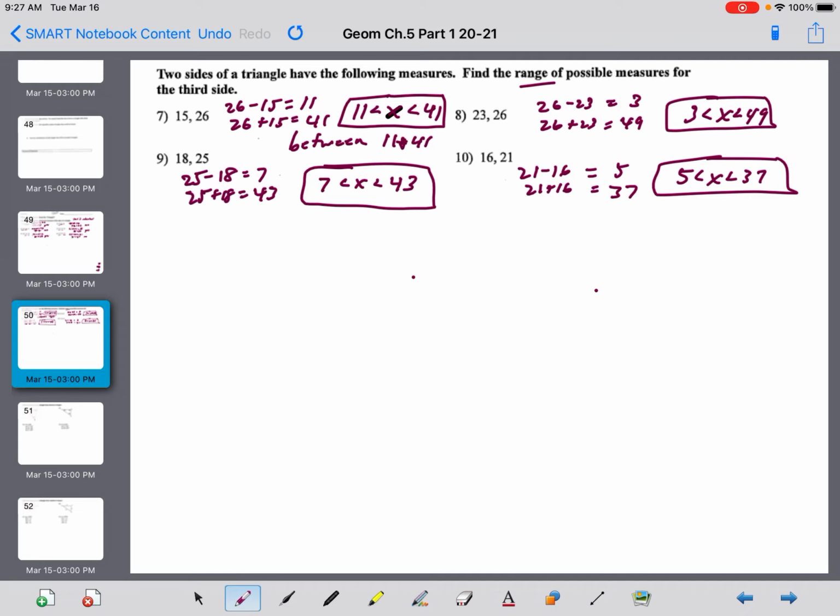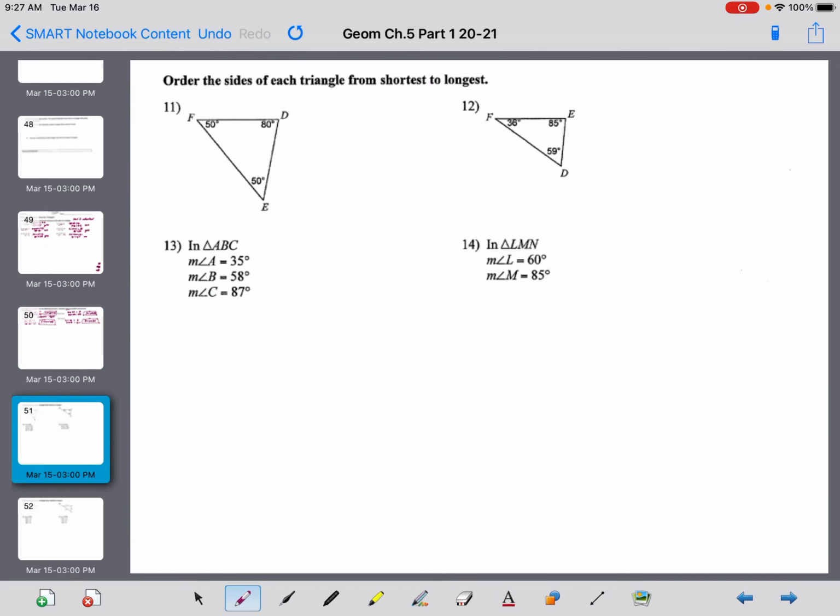All right, moving to the next group, we're doing some ranking from shortest to longest. So we've got to go across the triangle. So in this one, the smallest angles are the 50s. So we're going to go with DF, even though DF is equal to DE, because they're both across from the 50s. And then the 80 is the longest. So DF, comma DE, and then FE is the longest.